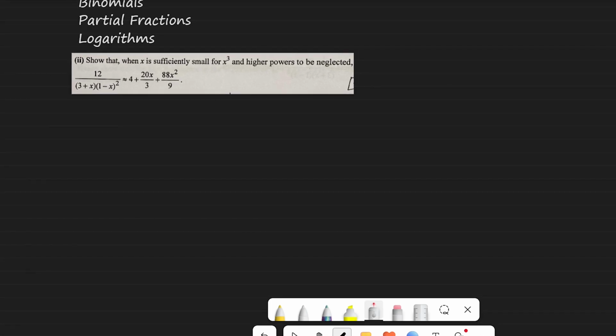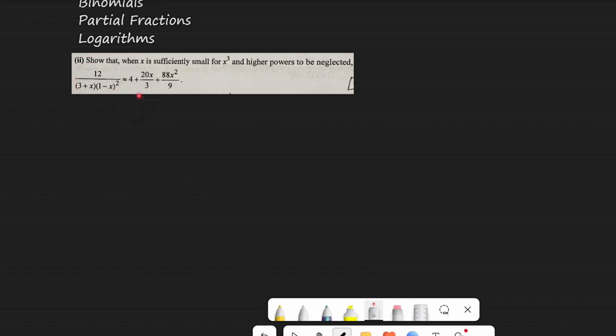This question, I can see that. Let's read the question. Show that when x is sufficiently small for x power 3 and higher powers to be neglected. Whenever this comes, you know that it's a binomial question. Okay, and I can see that this is not in binomial form, this is in partial fractions form. So first of all I will convert it into partial fractions, and then I will solve for independent terms for binomials. Okay, so let's begin.